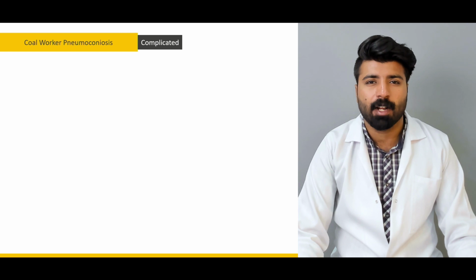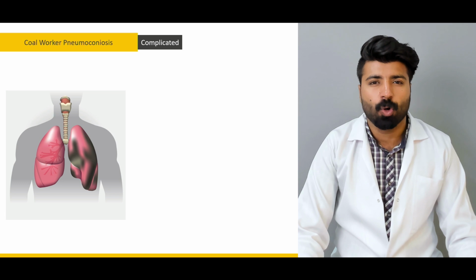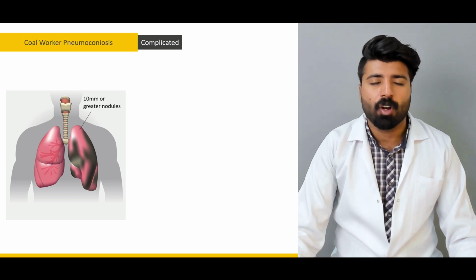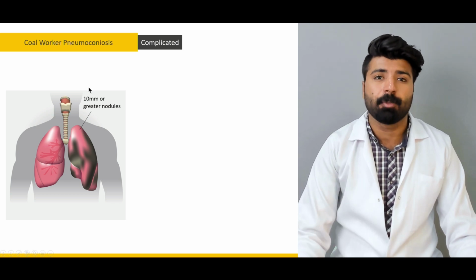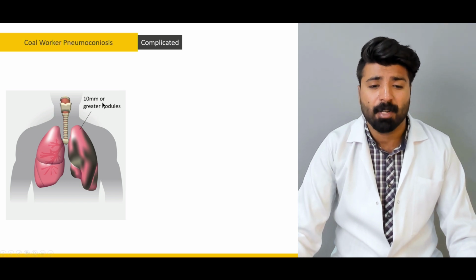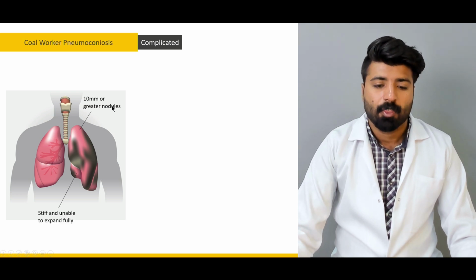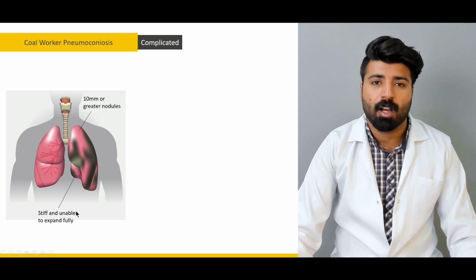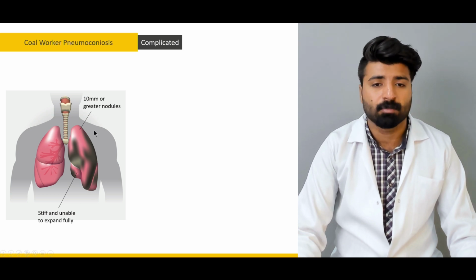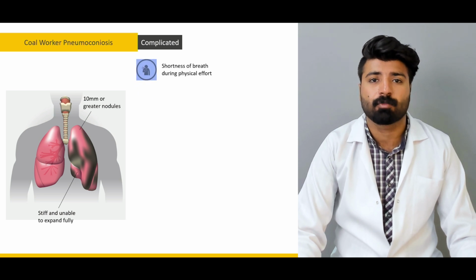But what happens if that coal worker pneumoconiosis gets complicated? In a complicated coal worker pneumoconiosis, the nodule size will be 10 millimeter or greater. We talked about it that it will be 1 to 2 millimeters in simple, but it's going to get 8 to 10 millimeter with greater nodules. That lung will be stiff and unable to expand fully because the size of the nodules and macules are so great that they're not functional enough to expand to their full content.